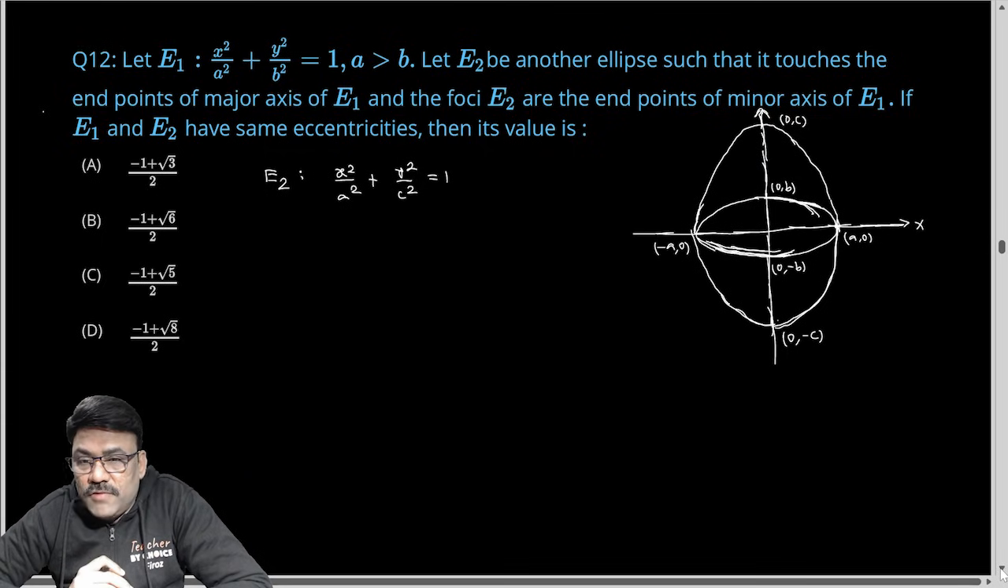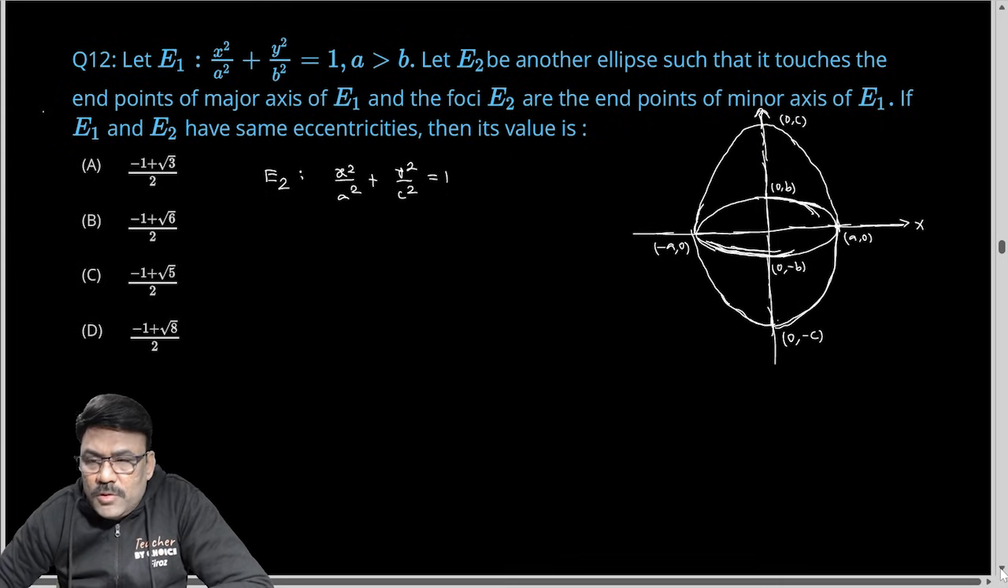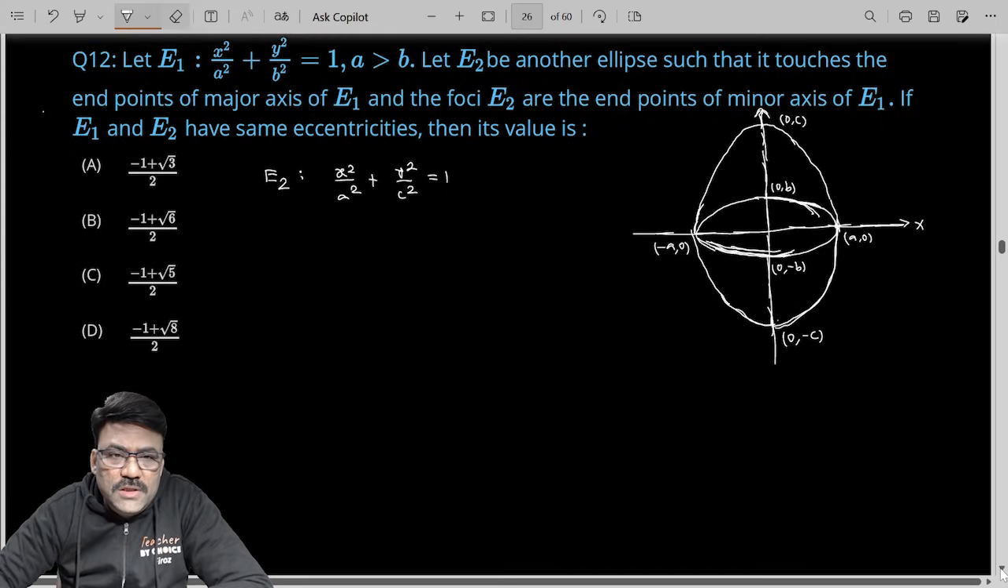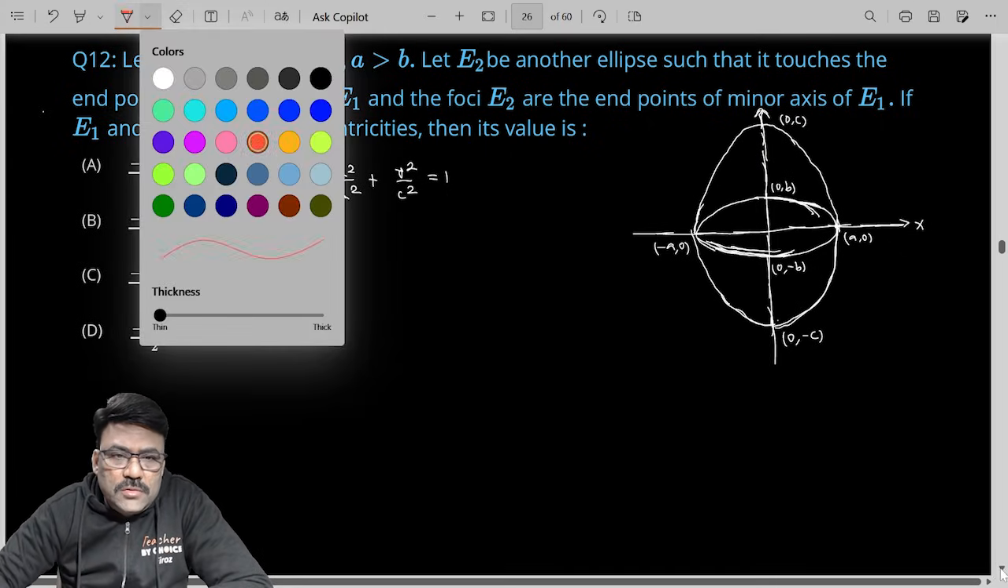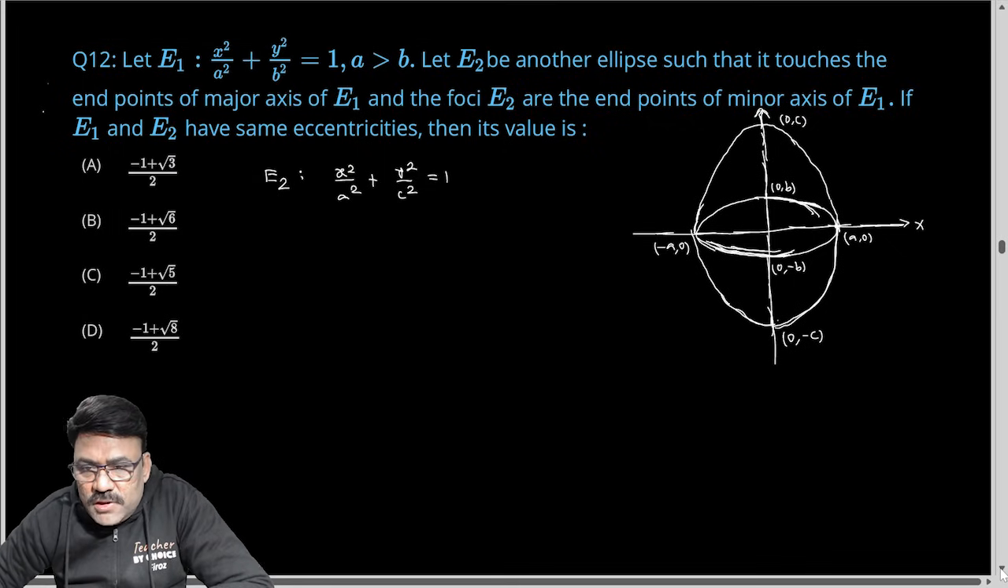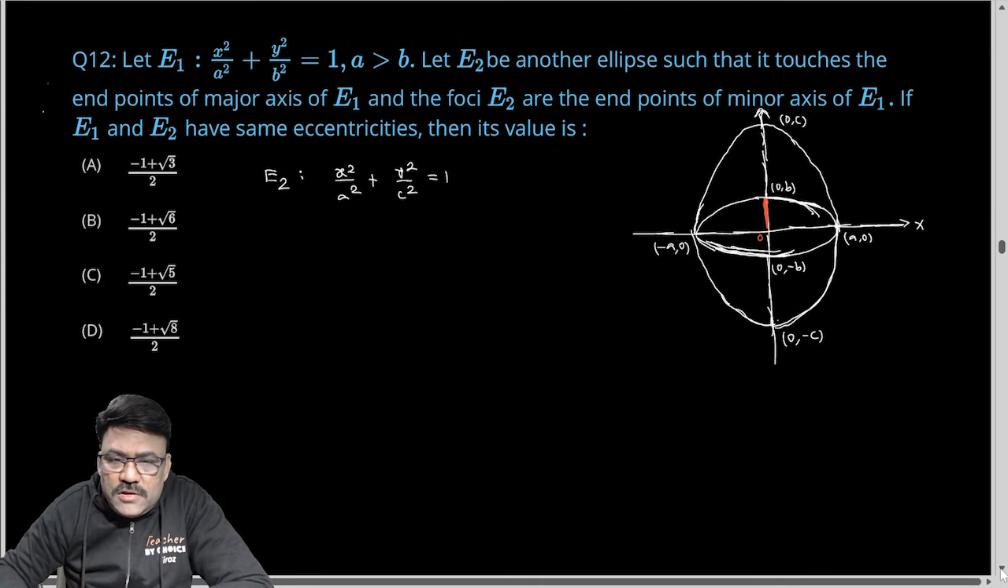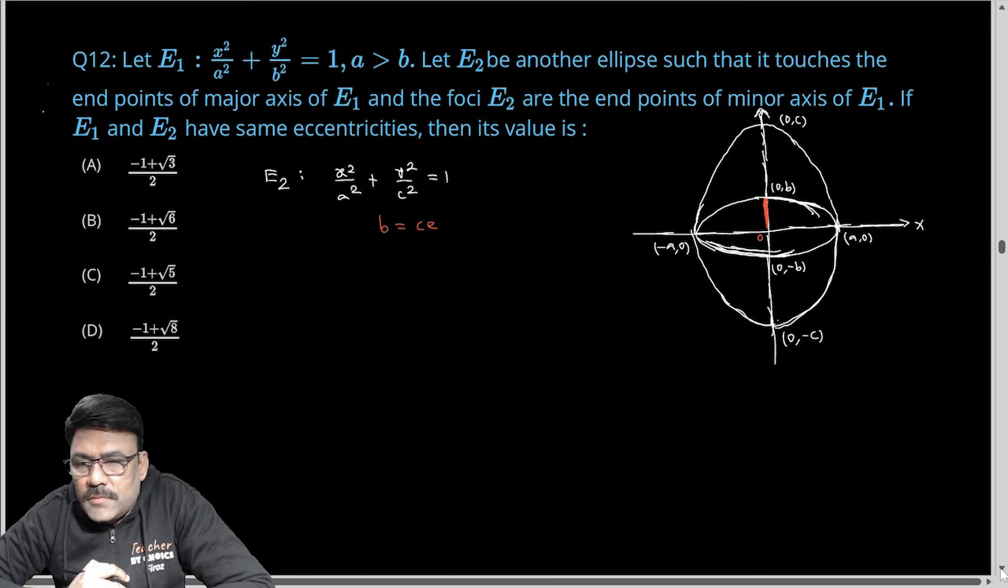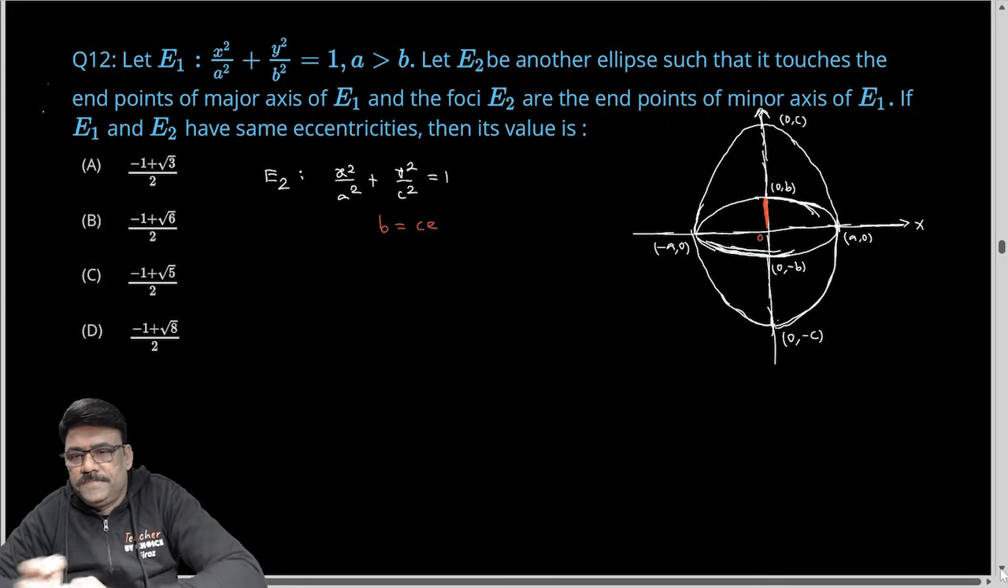Because it is cutting the y-axis at c, now (0, b) is its focus. So that means this distance, the distance of center and focus, should be CE. So I can say that B is equal to CE.